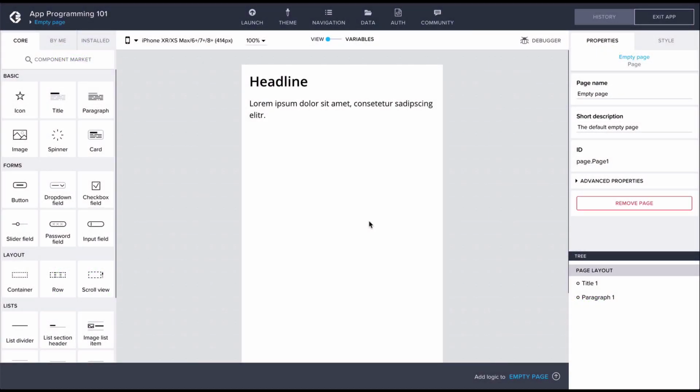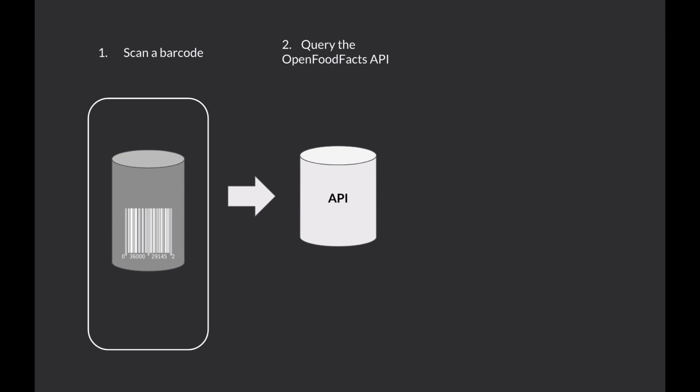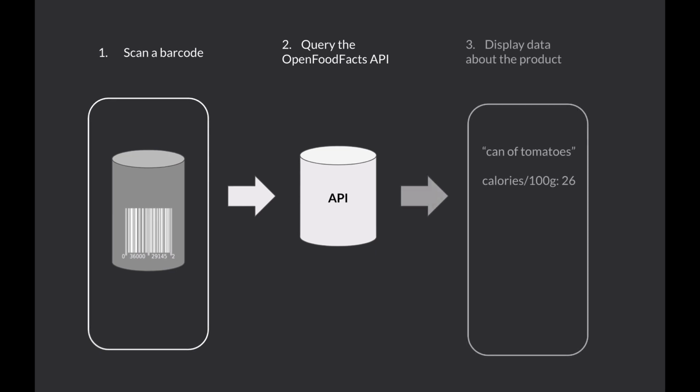Now it's time to put what we've learned to use by creating an application. The application we're going to create is going to scan barcodes from food packaging and display information about the product using the OpenFoodFacts API. In case you are not familiar with them, barcodes themselves simply represent sequences of numbers, which is what we'll be sending to the API.